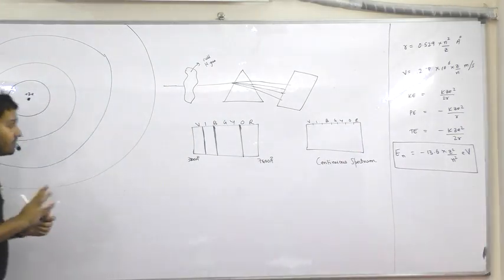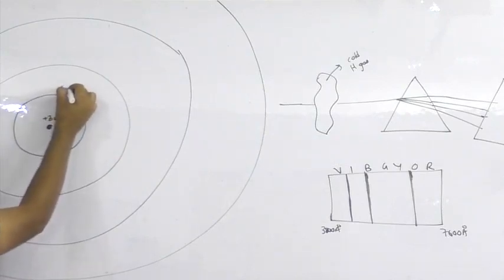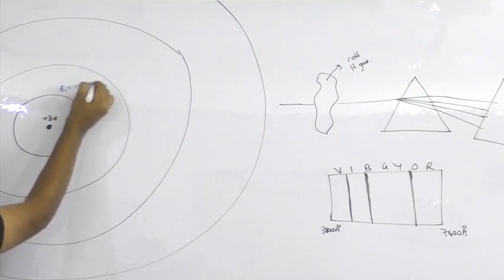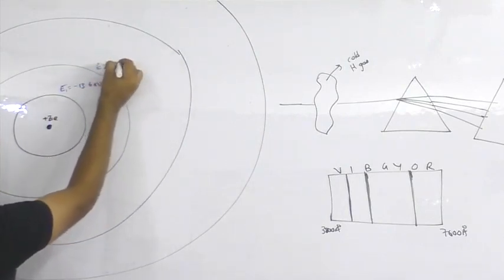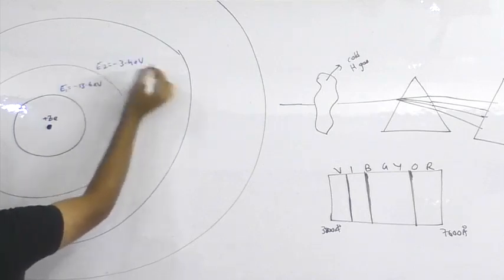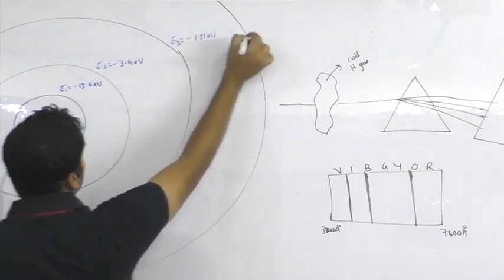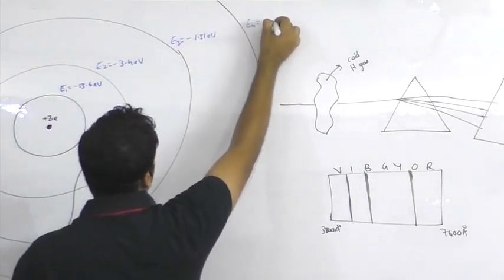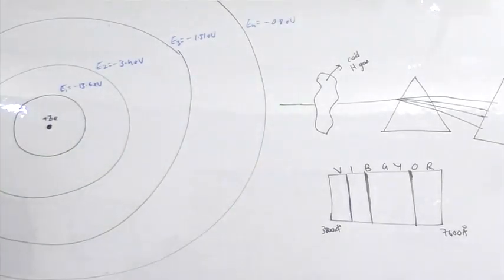Certain photons went missing. Now, if I look at the energy of hydrogen gas, the energy of the first orbit is minus 13.6 electron volts. The second orbit is how much? Minus 3.4 electron volts. The third orbit is minus 1.51 electron volts. The fourth orbit is minus 0.8 electron volts, etc. It keeps going on.